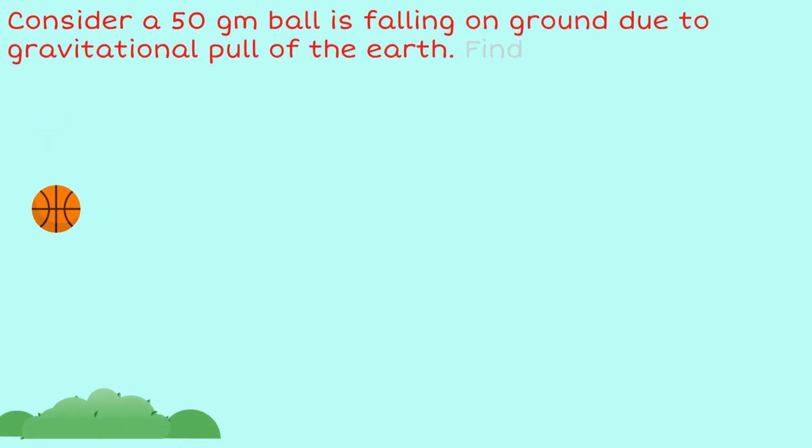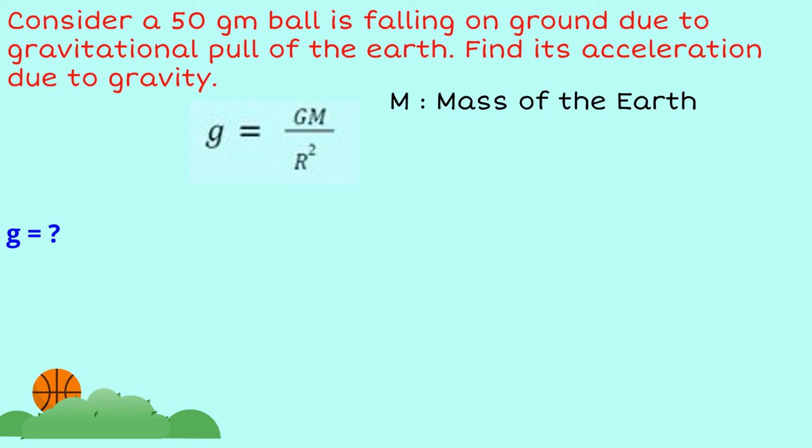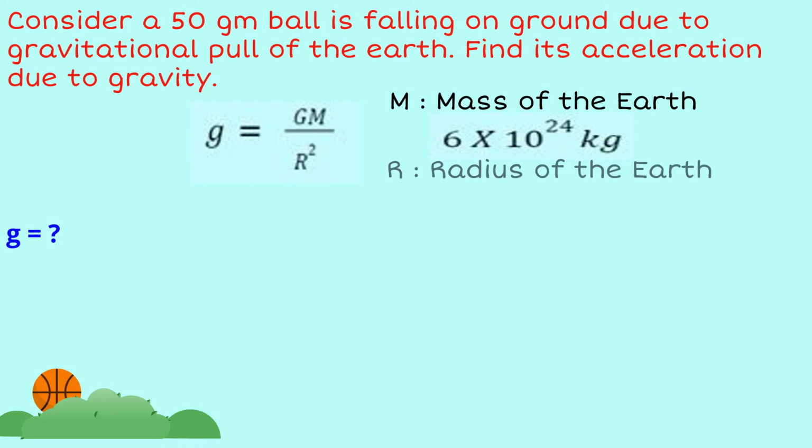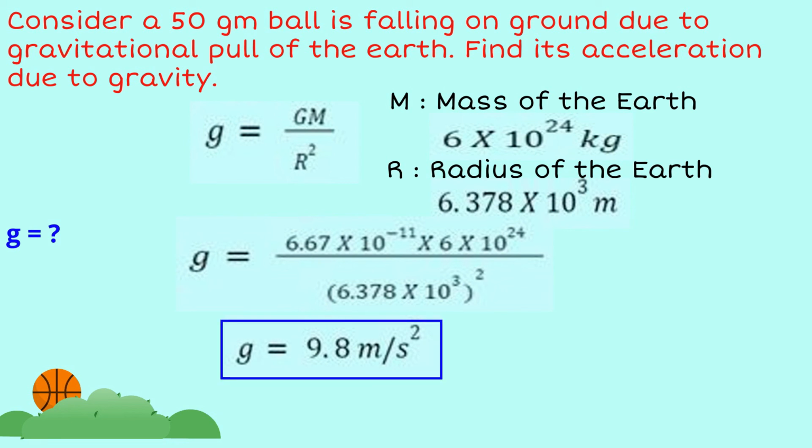Now consider a 50-gram ball falling on the ground due to the gravitational pull of the earth. Find its acceleration due to gravity. Acceleration due to gravity on the surface of earth is given by g is equal to G M upon r square, where capital M is the mass of the earth, which is equal to 6 into 10 raised to 24 kg, and r is the radius of the earth, which is equal to 6.378 into 10 raised to 3 meter. Putting these values in the above equation, we get g is equal to 9.8 meter per second square, which is the standard and accepted value of g near the surface of the earth.